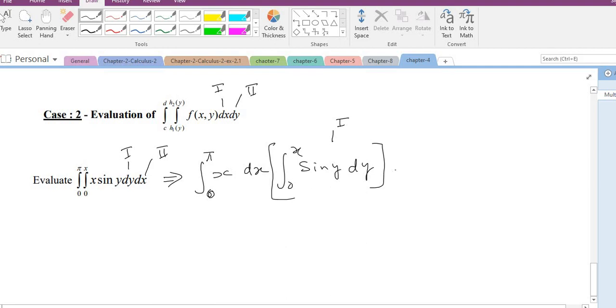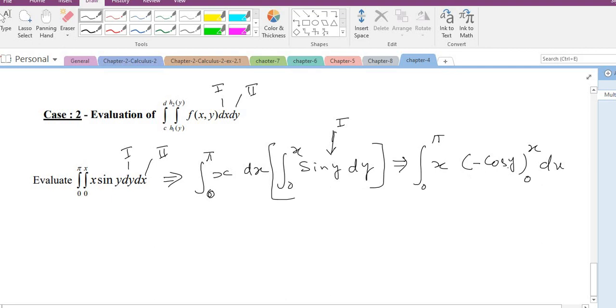Just I am going to do it step by step. 0 to pi, integration of this one. Integration of sine is minus cosine of y. So now you integrate and then use the limit. The limit is 0 to x and dx, because first we need to integrate with respect to y. So this is the integration of that part here.